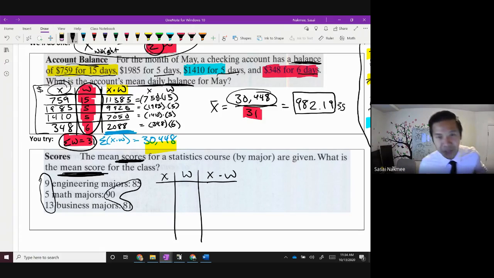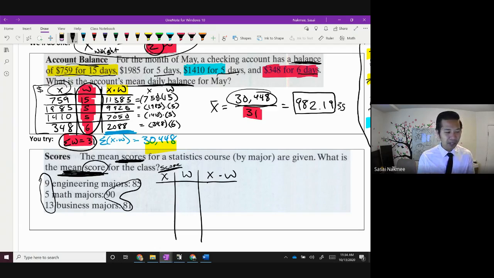The easiest way to do that is to read the problem and see what it is you're calculating the mean for. What are you calculating the average for? I'm calculating the average for the scores, right? Therefore, the data that I'm looking at is the scores. I'm not looking at the number of people that are in each major. That's going to end up being my weight. It doesn't even say that part. The weighted part is a little bit more difficult to identify.